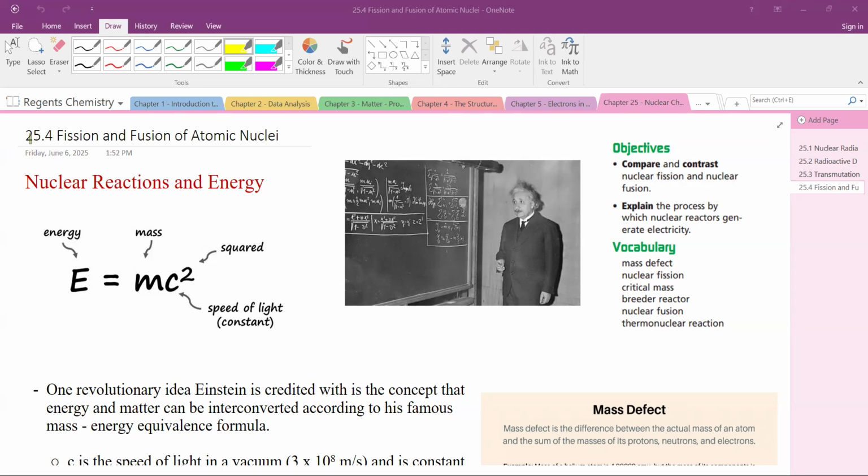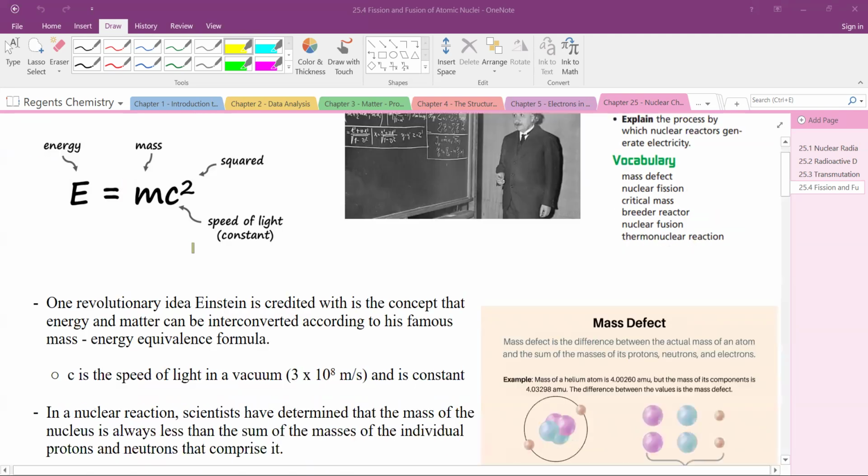This video is going to cover section 25.4 and is all about fission and fusion of atomic nuclei. So we can see again, a short list of objectives here. We want to talk about nuclear fission and nuclear fusion and explain the process by which nuclear reactors can generate electricity. And we've got some vocab words here that we're going to go through.